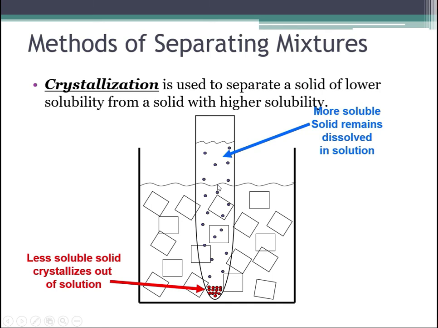So whereas distillation is used to separate compounds with different boiling points, crystallization is used when compounds are dissolved and have different solubilities at different temperatures.